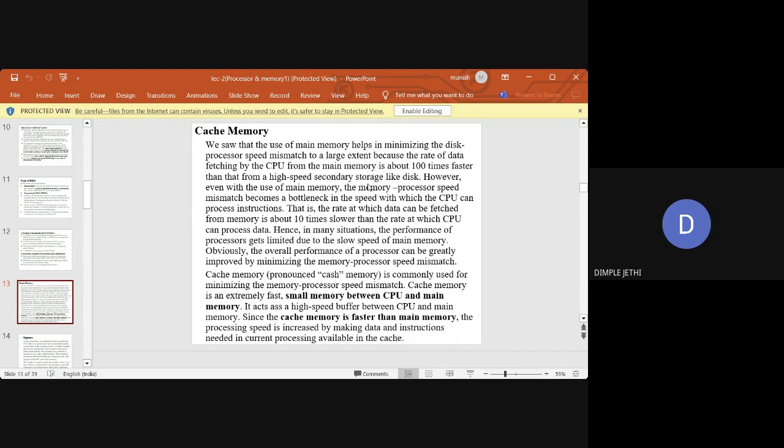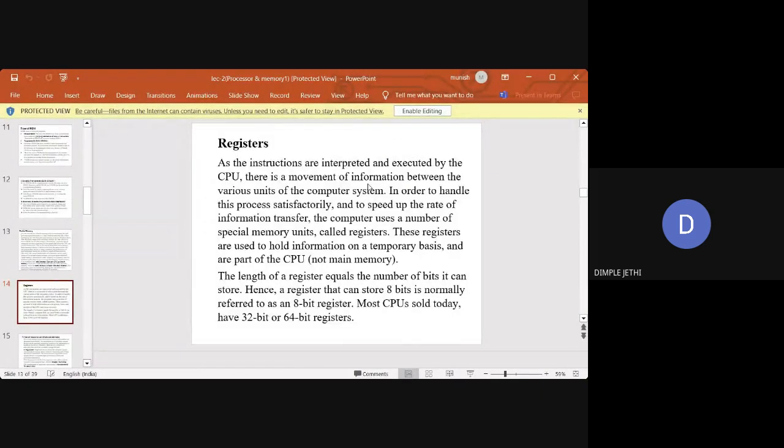We want this waiting time or the speed mismatch to be minimized. So that is why cache memory is used, to minimize the speed mismatch between the RAM and the CPU. So this is a memory between CPU and main memory, and this is obviously faster than main memory, so that the speed of instruction execution can be increased.